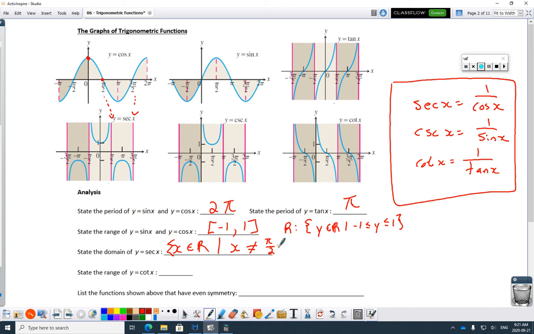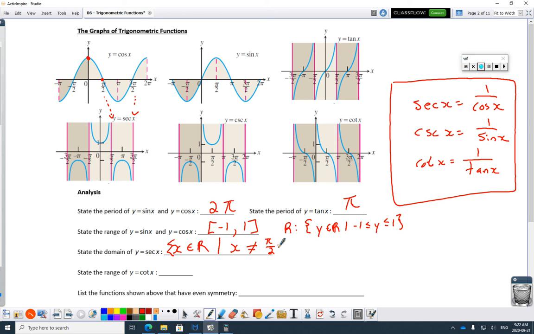Here's the scale in radians. We usually go by pi over 2 because those are convenient numbers. It's the same reason we went by 90 degrees when we were doing sine and cosine originally, because that's when interesting things happen. Every 90 degrees, interesting things happen with sine and cosine. It's every pi over 2.